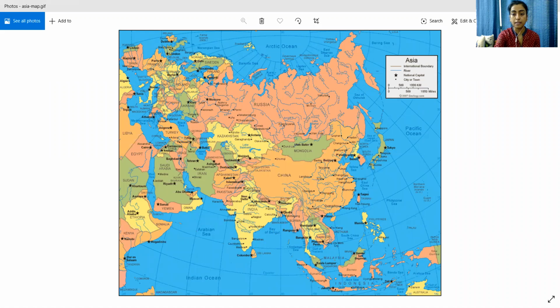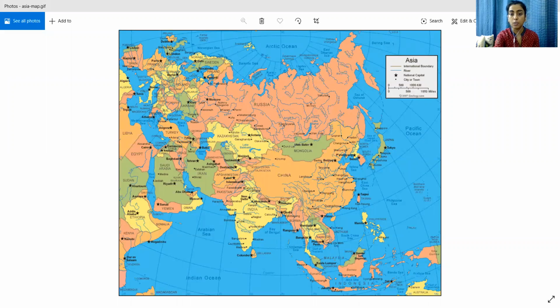And also India is a southward extension of the Asian continent. You can see, this is the map of Asia, and India is the southward extension of the map of Asia. Towards the south of the map of Asia, there is India located. So it is the southward extension for the map of Asia.